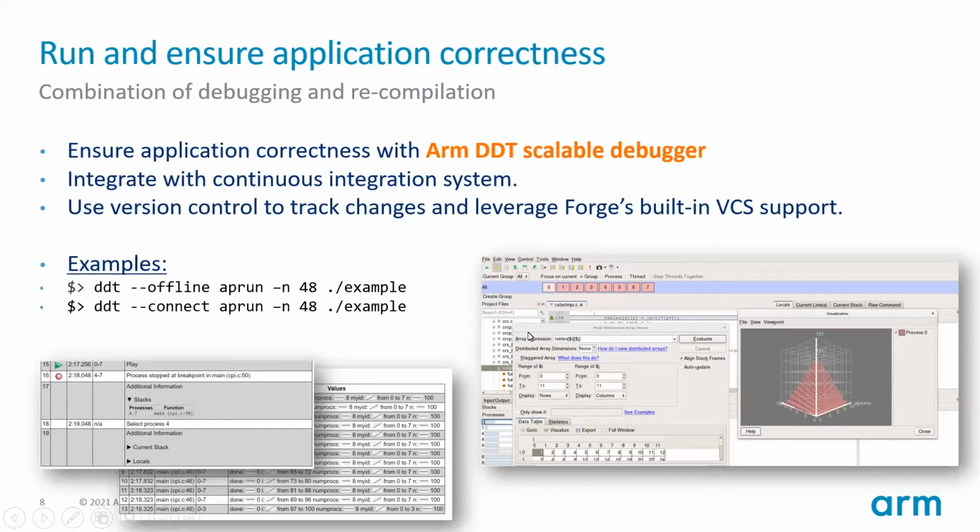That's pretty useful if you're able to get a job right away in the queue. Sometimes the queue might be backed up such that it's hard for you to predict when your job is going to launch, and you still need to debug your code. So we offer another way of running DDT, called offline mode, where you just put ddt --offline in front of your MPI launcher command.